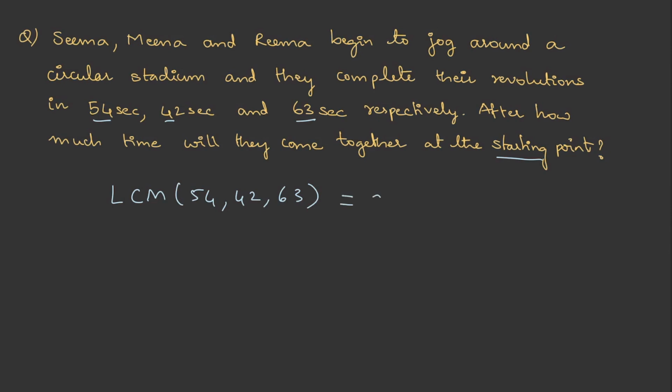So when we do this, because these are all in seconds, let me write it as seconds. That is 6 minutes 18 seconds. So this is the time after which all the three will meet. Again after another 6 minutes 18 seconds, again they will meet. It repeats. Let's try one more question of this model.